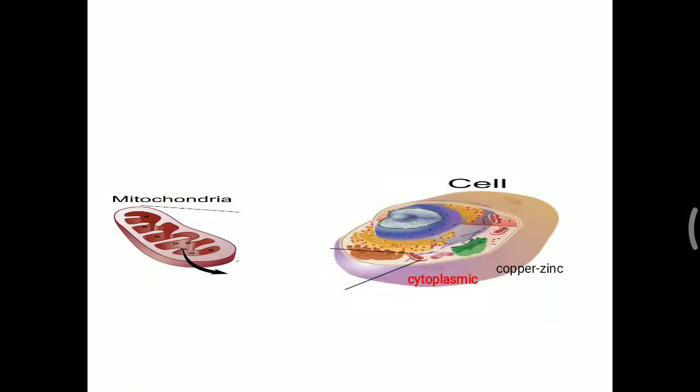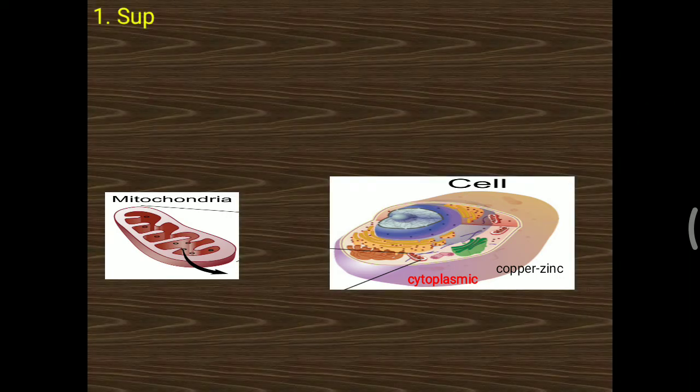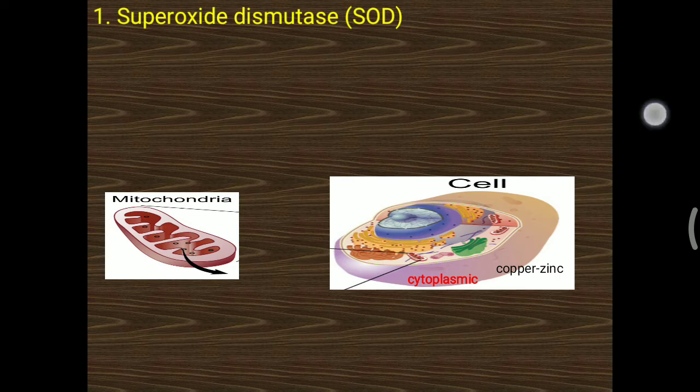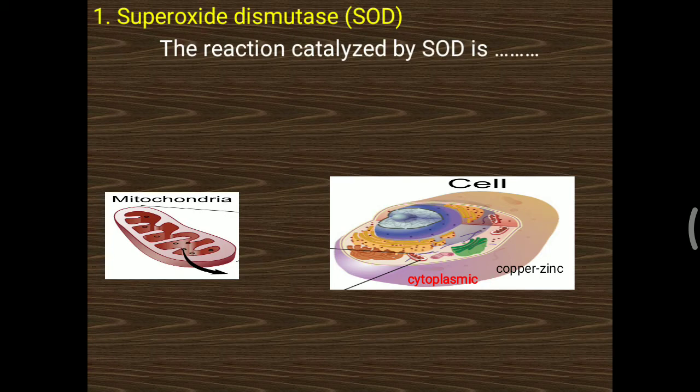Basically, we have seen that mitochondria is the main site of free radical generation inside the cell. On both sides, cytoplasmic and mitochondrial, specific enzymes work to detoxify these free radicals. The first one is superoxide dismutase, which catalyzes a particular free radical, the superoxide anion. Two superoxide anions combine with two protons, or hydrogen ions, and make hydrogen peroxide.